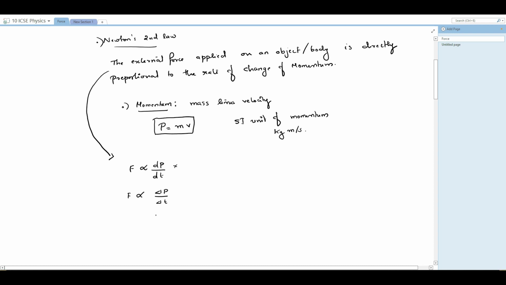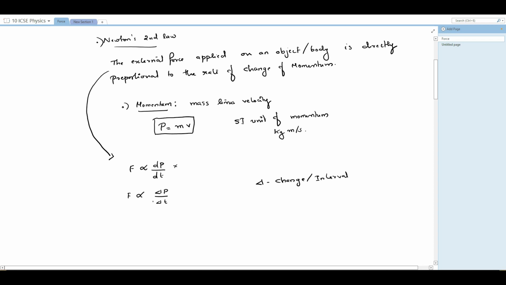What is delta p by delta t? Delta has two meanings actually. Usually it refers to change in something. For instance here, change in momentum, and it represents an interval as well. Delta t in the denominator is an interval, and in the numerator delta is change in momentum, divided by the interval of time. That is what this means.